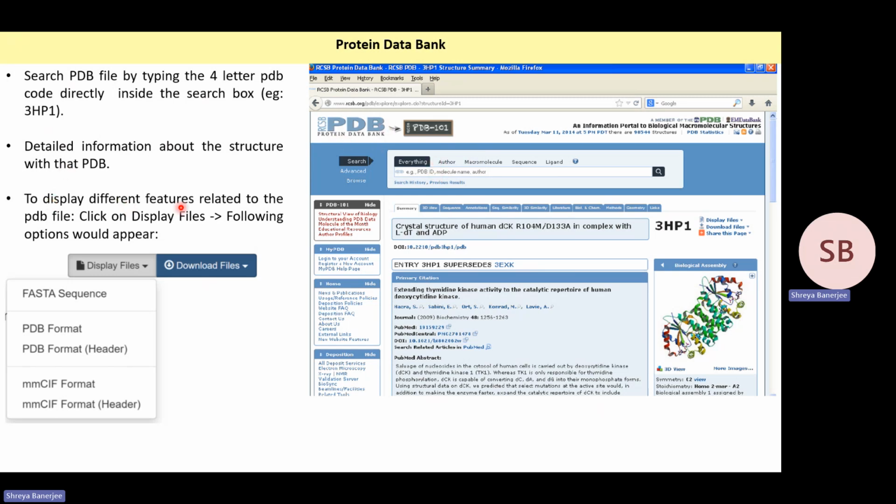To display different features related to the PDB file, you can click on display files, and you will get different features, like the FASTA sequence, which is the amino acid sequence. I will discuss that in the next slide. And you can download the PDB or Protein Data Bank format of the file. I will show that to you after some time.